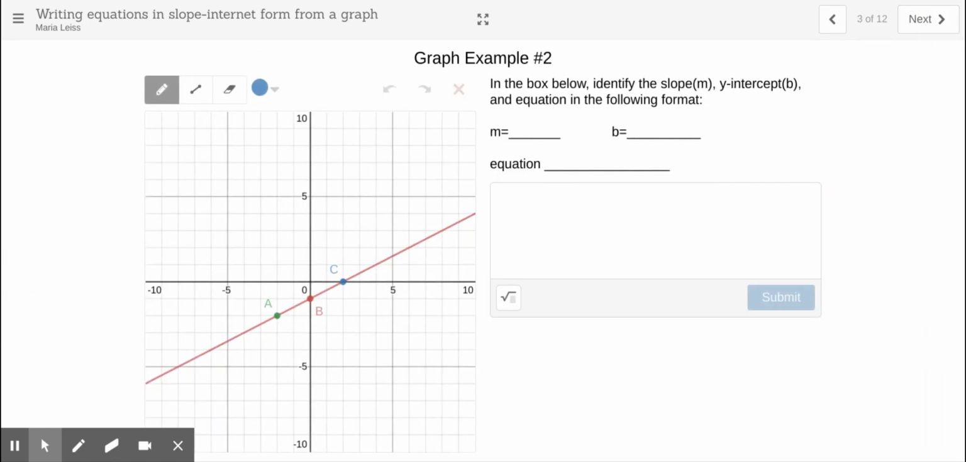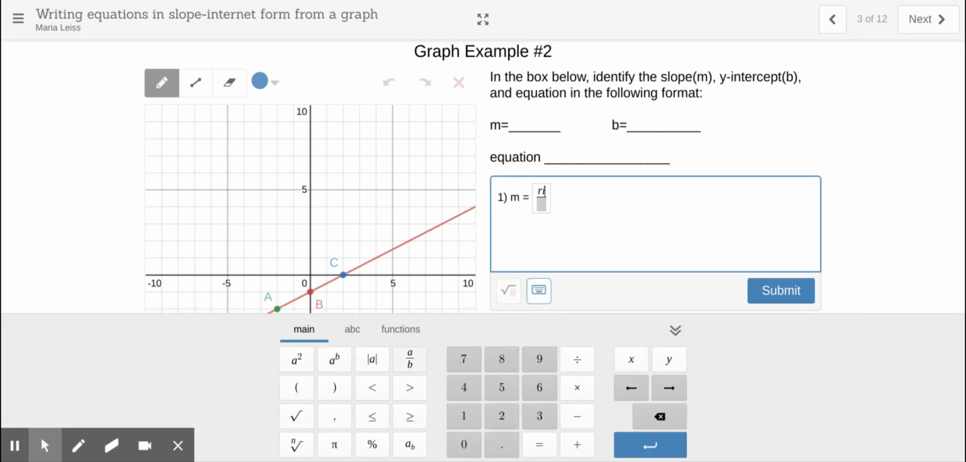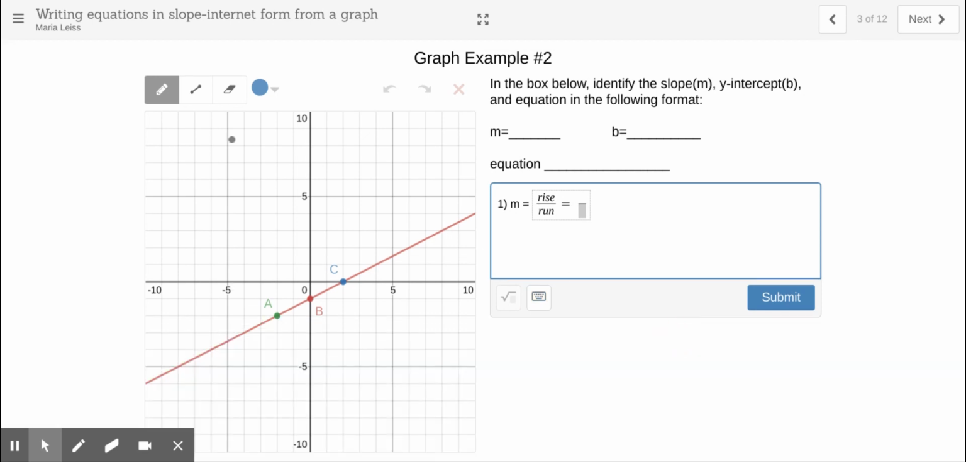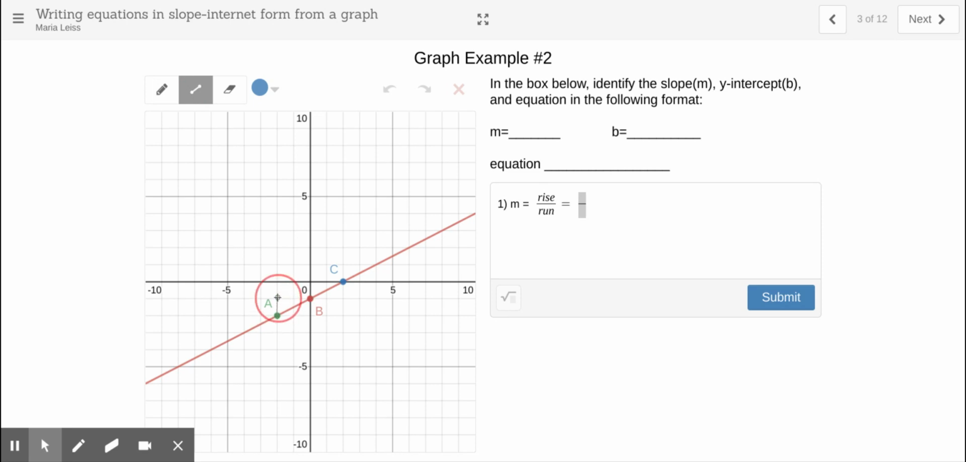Same idea. We are going to take our line tool, and the first thing we're going to do is identify this slope. We know that it's going to be rise over run. I'm just going to get myself started. So now when I look back at my graph, I'm going to get my line tool. I'm going to go from A over to B. So I'm going to click on A, go up, and click again.